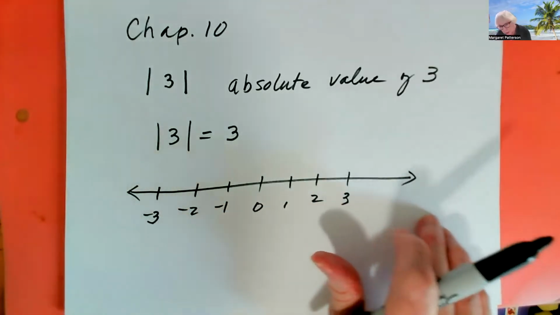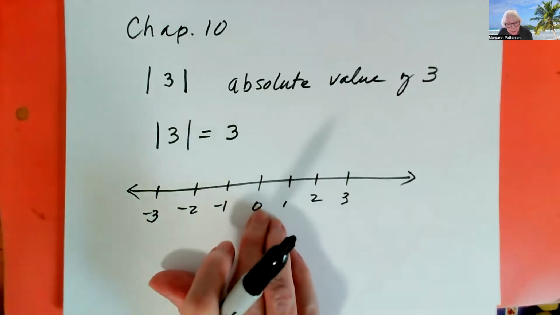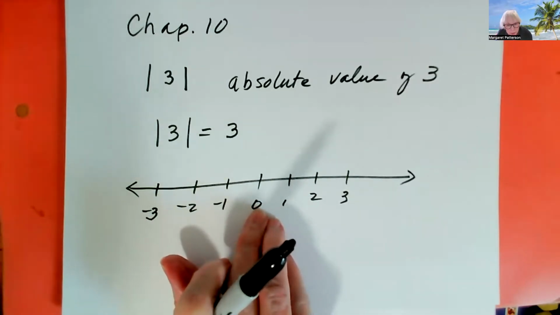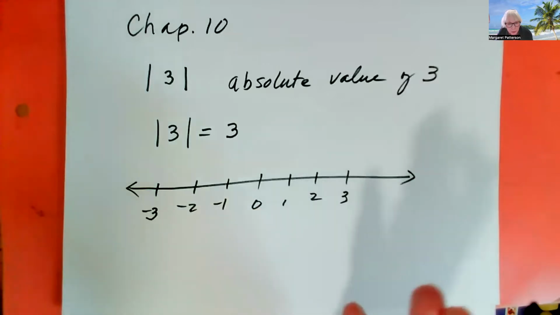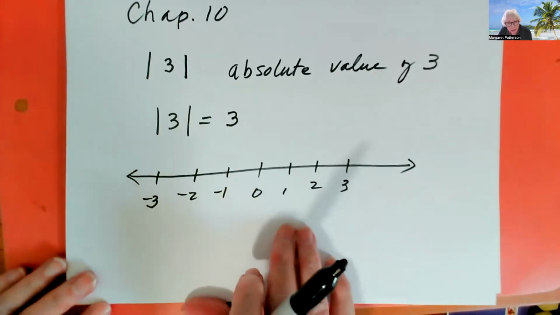The positive numbers go to the right, the negative numbers go to the left. 0 is not positive or negative. It's just right on the fence, sitting right there. So it's neither positive nor negative.